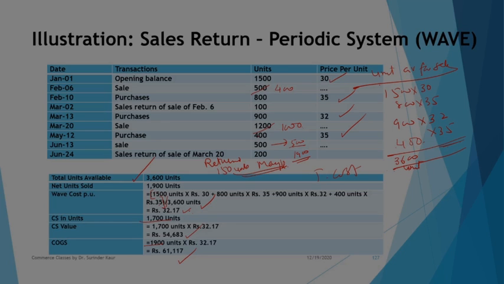So I hope the adjustment of sales and purchase returns is clear to you under periodic system. It is very easy because we are not to go with the movement of stocks, right? Date wise, we are just to compile the information at the end of the period. So just at the end of the period, pick up your purchases and deduct the returns. You will get net purchases. Similarly, pick up your sales, deduct the returns, so you have got net sales. So net amounts will be considered for the calculation of closing stock and cost of goods sold.